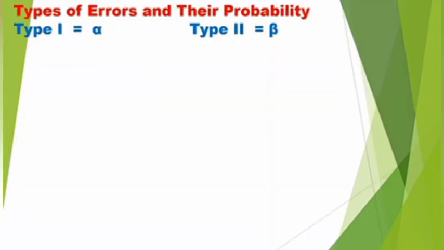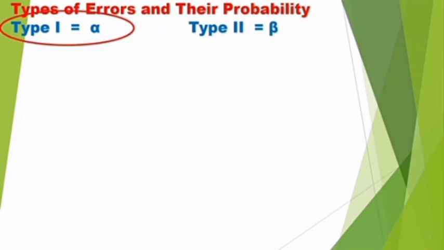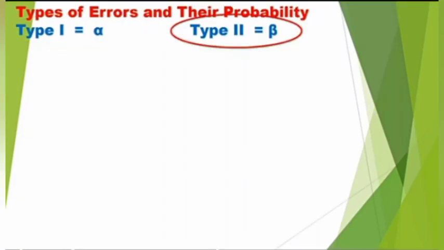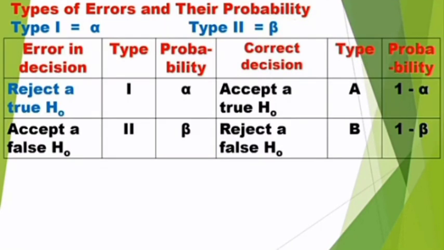In making the decision, kindly use the following table to determine the types of errors and their probabilities. Type 1 error is represented by alpha and type 2 error is represented by beta. And now presenting to you the table. If you reject a true null hypothesis, it is a type 1 error. Its probability is alpha. If you accept a false null hypothesis, it is called a type 2 error.